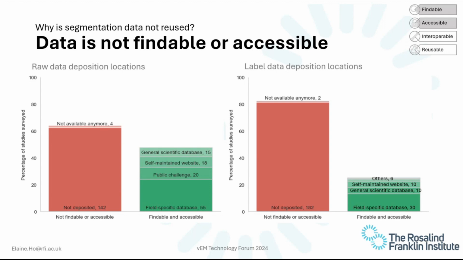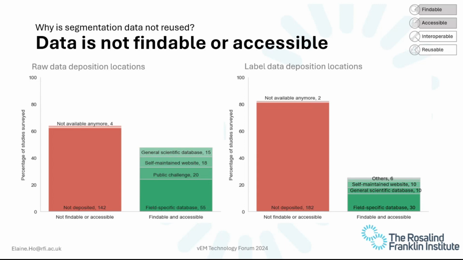Another popular place for data to end up is in general scientific databases. This is a place like Zenodo, which gives you a DOI for your work, but you wouldn't go to Zenodo to search for a specific data set because you're probably not going to be able to find what you need. Self-maintained websites were also pretty popular, like your lab website or an institutional repository, where the responsibility for long-term data storage is on the researcher who put it there in the first place.